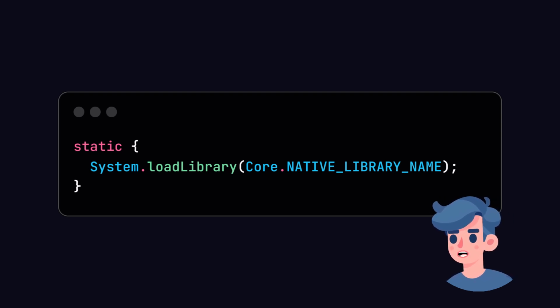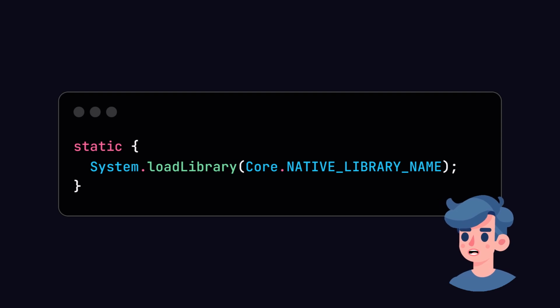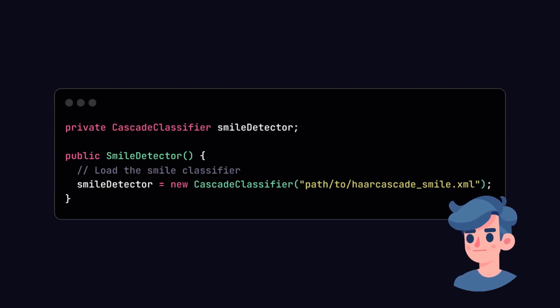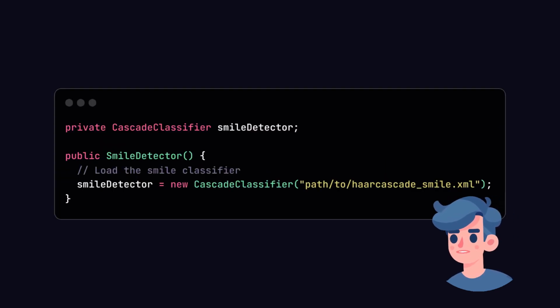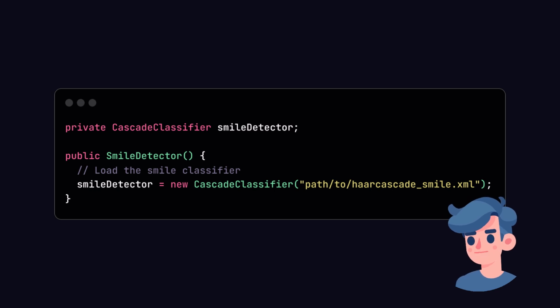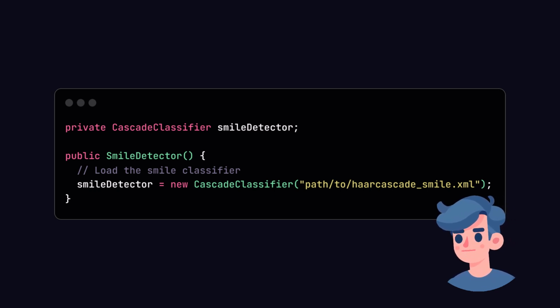In the static block of our class, we'll load the native OpenCV library. Next, we'll create a method named detectSmile that will take an image as input and return whether a smile is detected. But before we do that, we need to set up our classifiers.